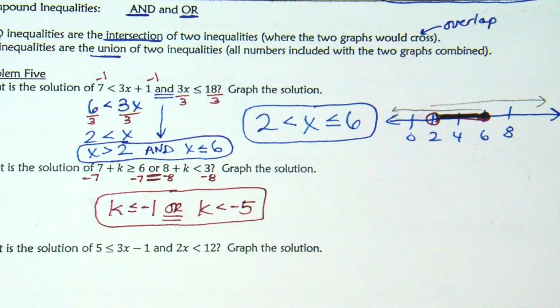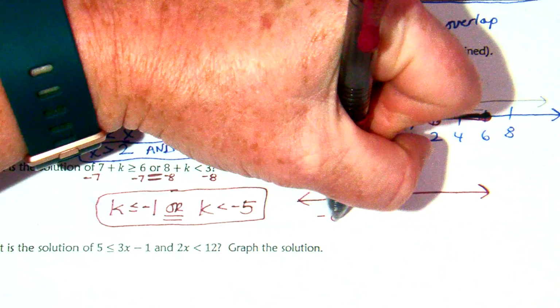Let's graph this. Okay, I labeled -6 up to 0. Remember, you're in negative world. Are your numbers going backwards? Or not backwards, they just seem like it. Okay.